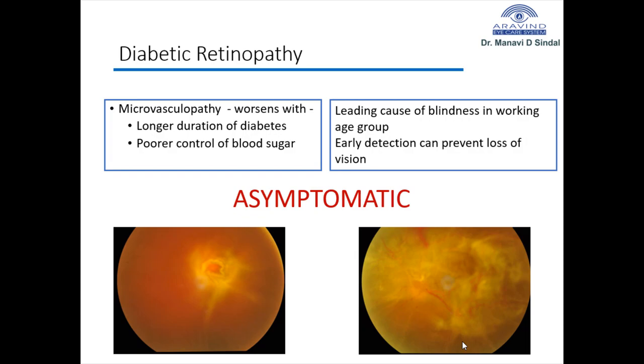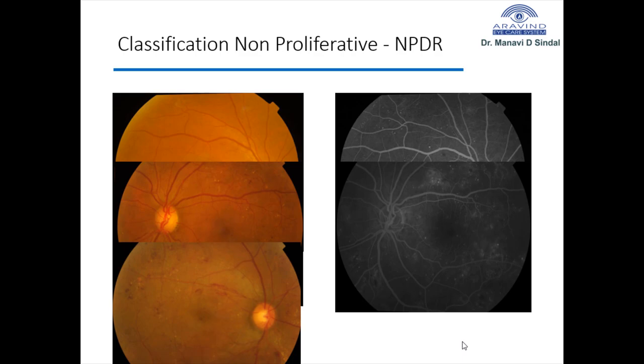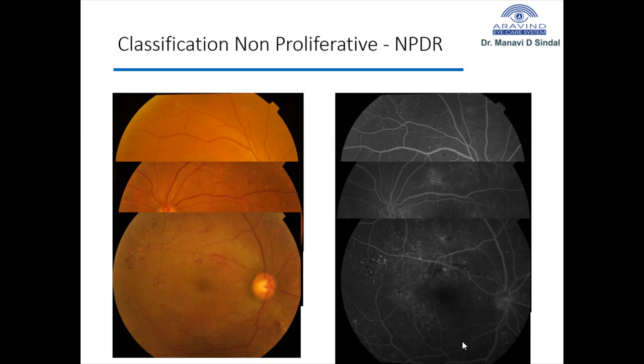So just a quick glance at the classification. It basically starts as non-proliferative. This is the fundus photograph and this is a fundus fluorescein angiogram image. This is mild non-proliferative diabetic retinopathy where there are very few changes. These red dots that you see in here are microaneurysms. It increases to go to moderate and then increases still further to what is called severe non-proliferative, or what used to be called pre-proliferative disease.